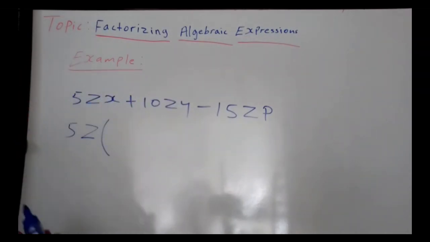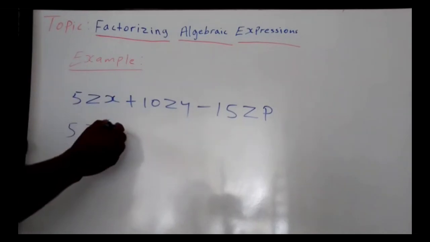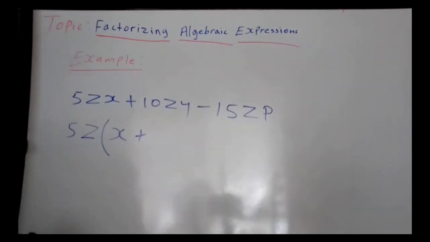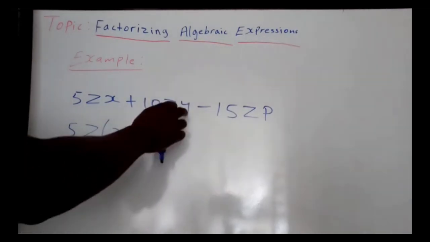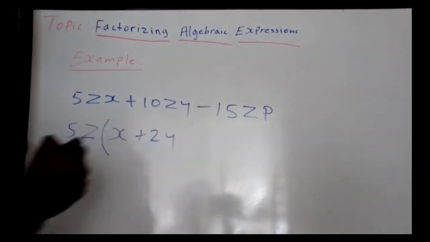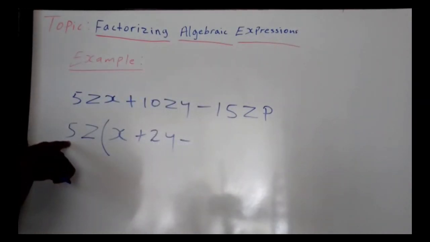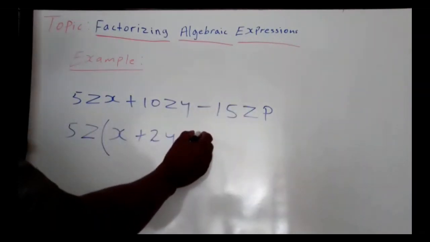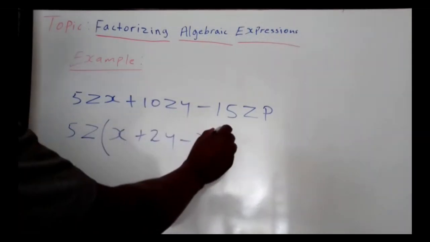So now 5z cancels 5z, so we have x remaining. We have a plus. Now we can say 5z cancels this z, so we have only y here. So we're going to write y. Minus, we have a minus sign. Now 5z into 15zp goes 3 times, and we have a p remaining. So we close the bracket.